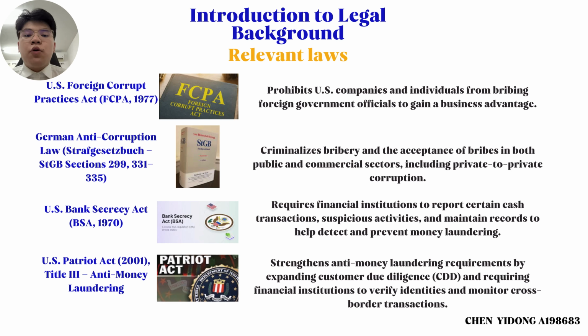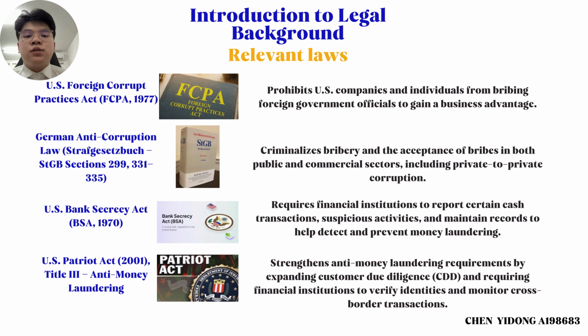The third law is the U.S. Bank Secrecy Act, or BSA. This law is about banks. A bank must report when someone deposits a lot of cash or if the money looks strange. The bank must tell the government by sending a report. It helps to stop money laundering, which means cleaning dirty or illegal money.